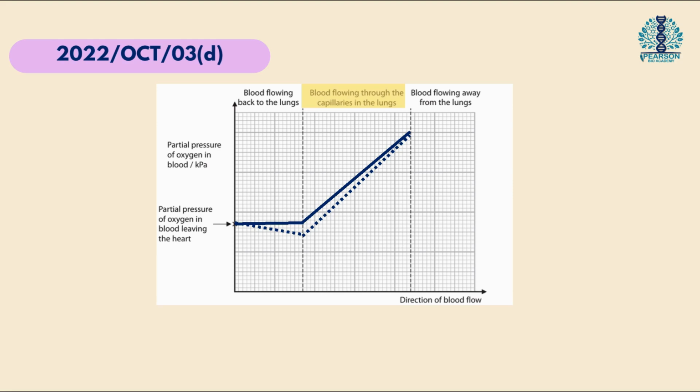And finally, the blood flows away from the lungs. At this stage, the blood is highly oxygenated, so the graph stays high. Again, the examiner accepted two possible answers here as well. You could draw it as a horizontal line, or you could show a very slight decrease. Both were accepted in the mark scheme.